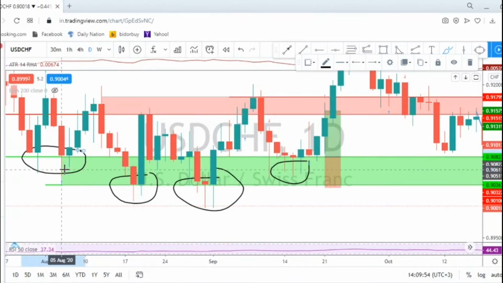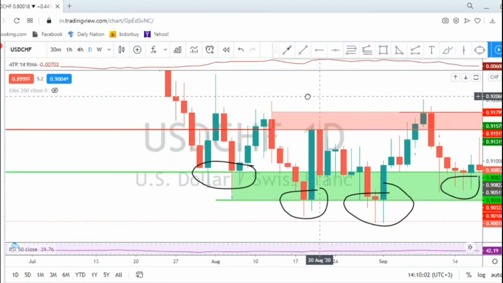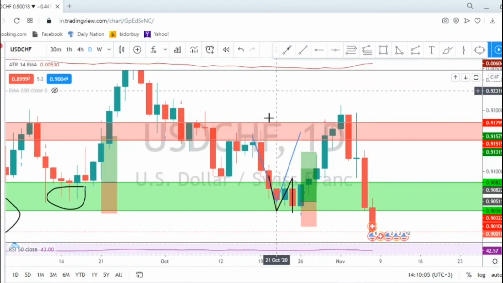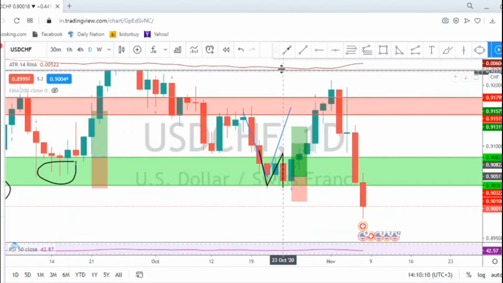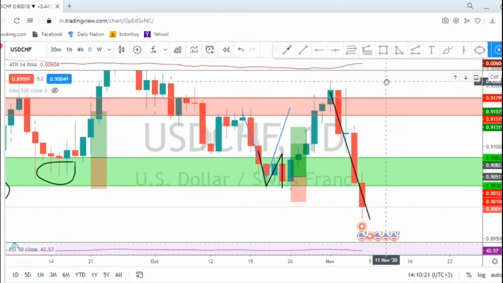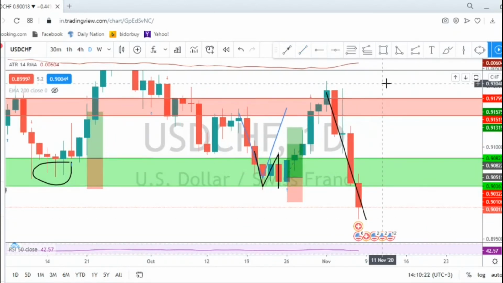And when we go further to the left, we will see that this level of structure has been respected in the past by the market. So I expected this market, when it comes back again to this level of structure, to bounce off here before it breaks below it. And the trade that did not agree with my prediction whatsoever was Aussie New Zealand.